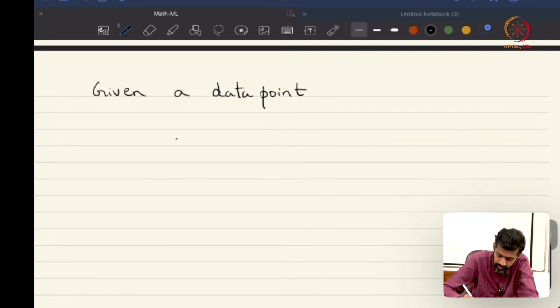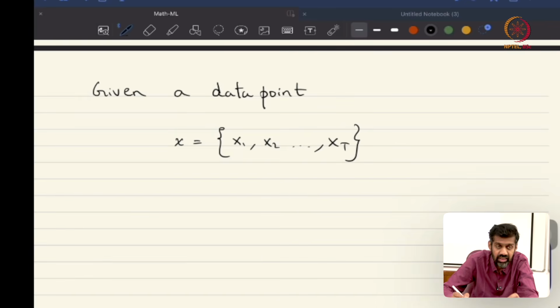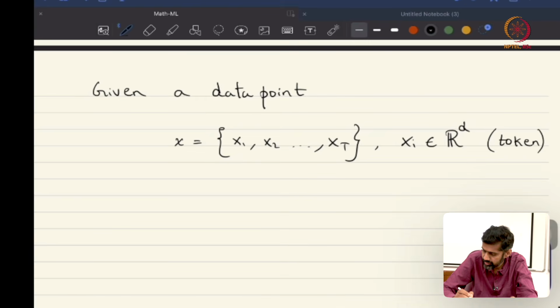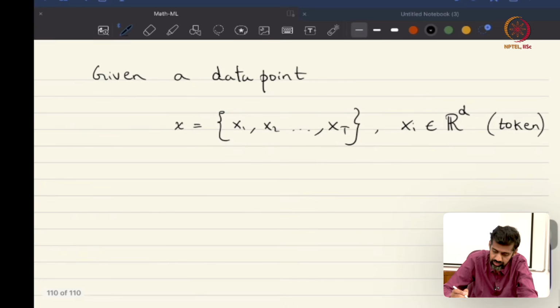x, so please note that this is a single data point which has T time steps. So, now every x_i is a d-dimensional vector. This is what is actually called a token in the literature typically. So, we have T tokens, which is one sequence, sequential data that we have.